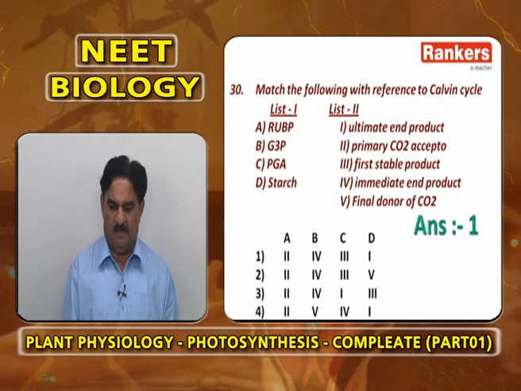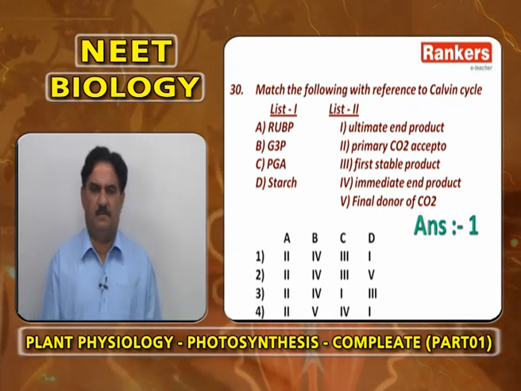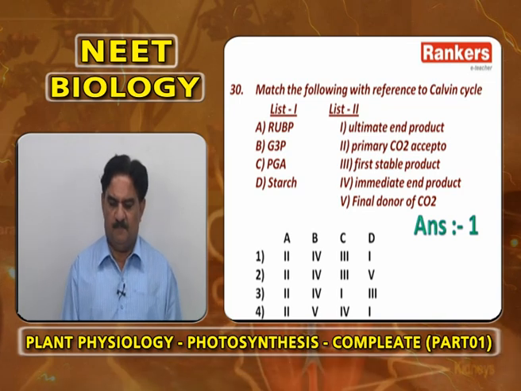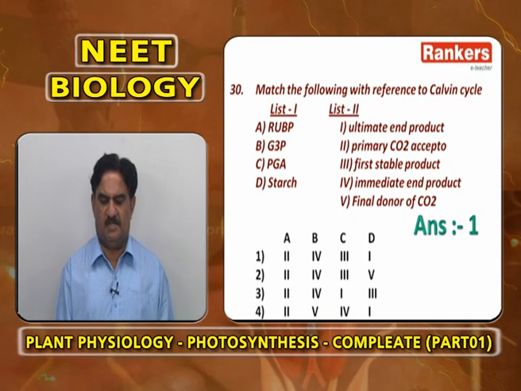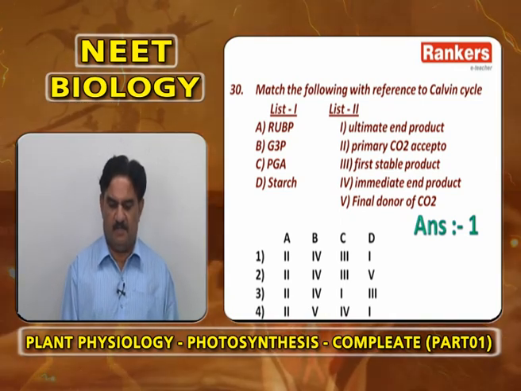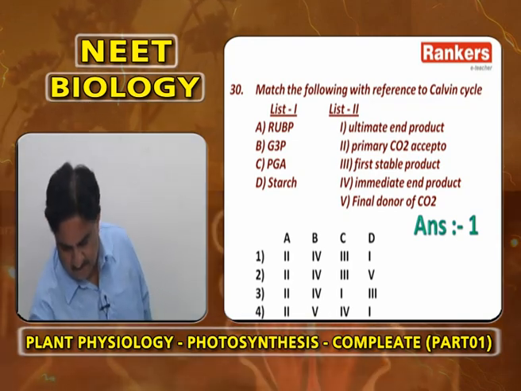So, RuBP, primary CO2 acceptor. G3P, immediate end product. PGA, first stable product, and starch, ultimate end product. A2, B4, C3, D1, first option.